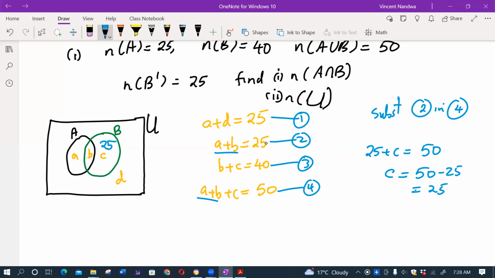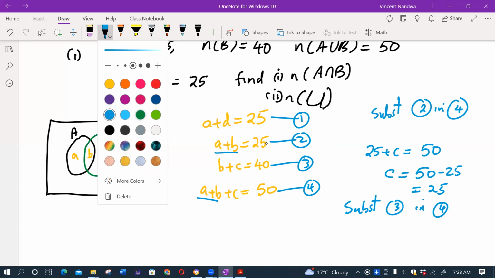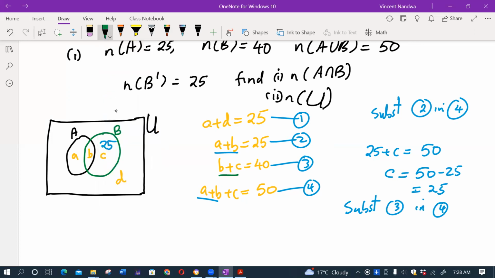Then if I replace equation 3 in 4, I'll be able to get another unknown. So 3 is B plus C. When there's B plus C, I replace by 40. So I'll have A plus 40 equals 50. So A will be 50 minus 40, which is 10. So A is 10.